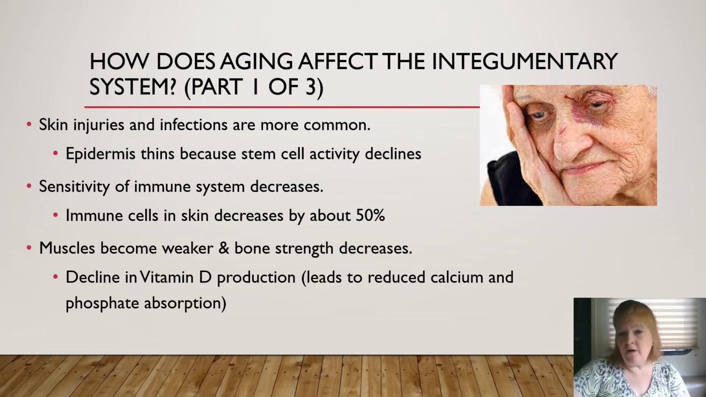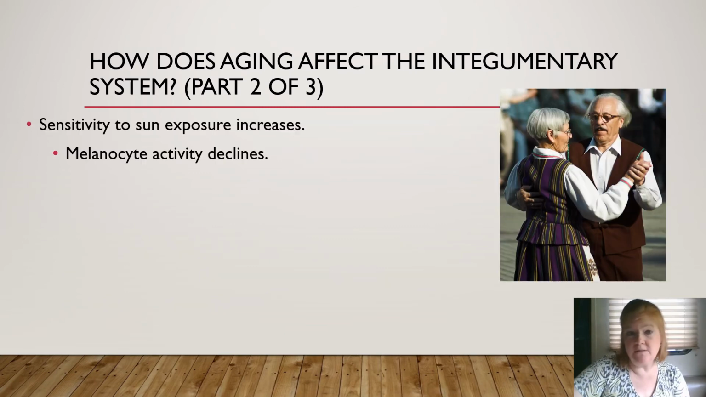Muscles become weaker, bone strength decreases, and that's because there's a decline in vitamin D production. And that means calcium and phosphate aren't absorbed as well, which affects bone. So if the vitamin D were being synthesized properly in the skin, bones and muscles may not have reduced strength. Okay, what else? Well, the sensitivity to sun exposure increases. So the melanocytes that make melanin, their activity goes down.